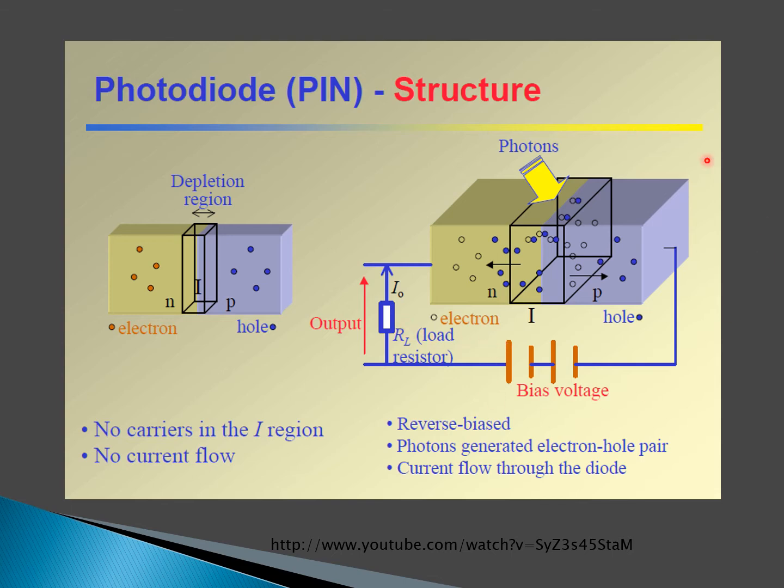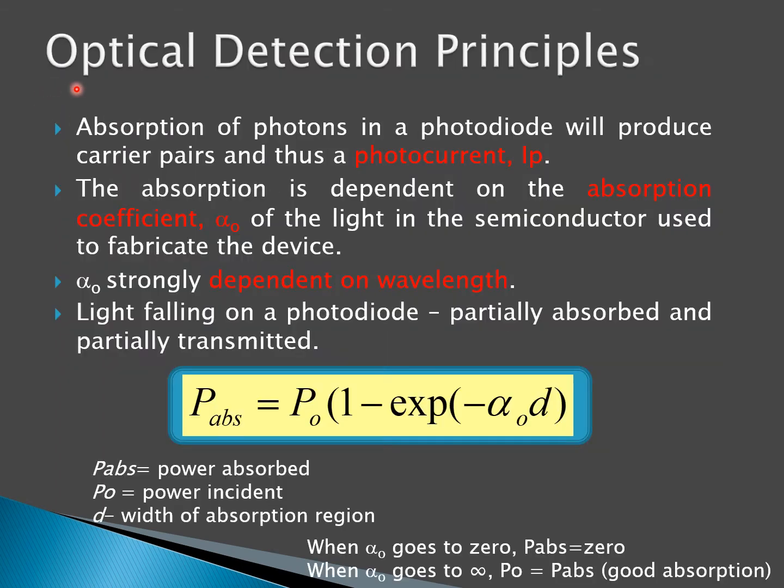The whole process will generate a current flow through the diode. That is how the PIN photodiode generally functions. Again, this is the optical detection principle.